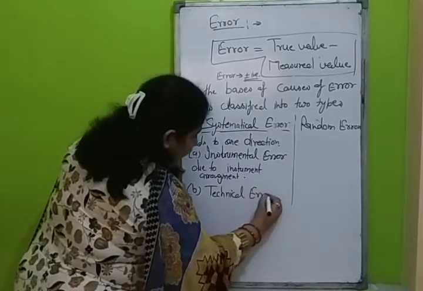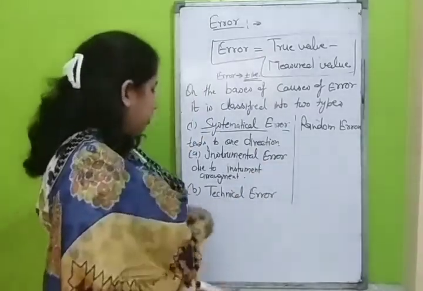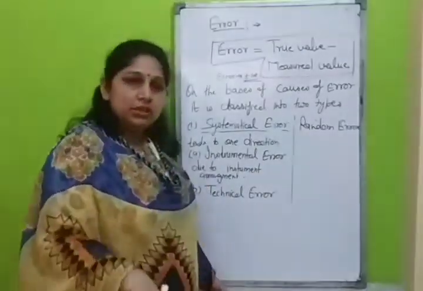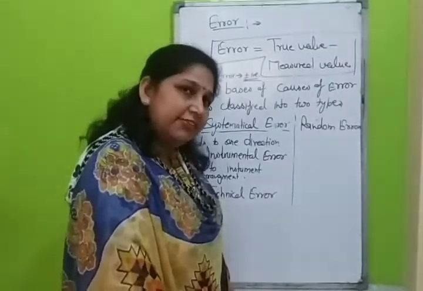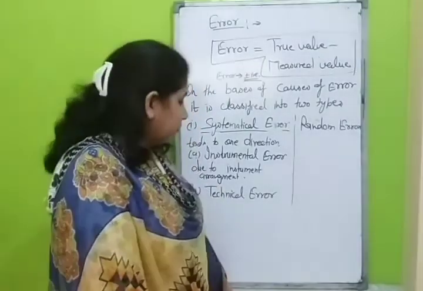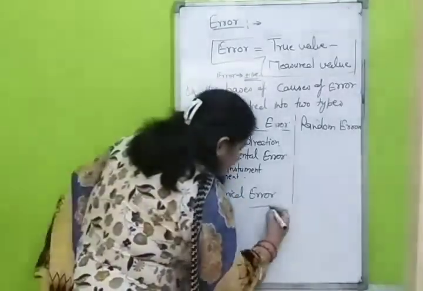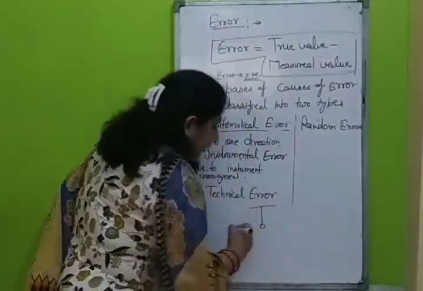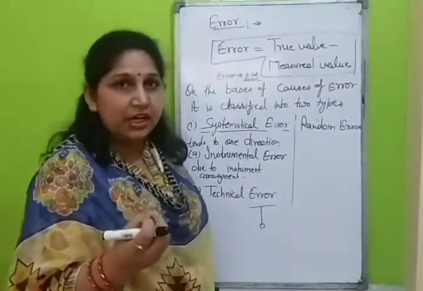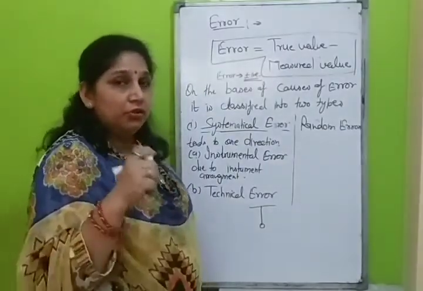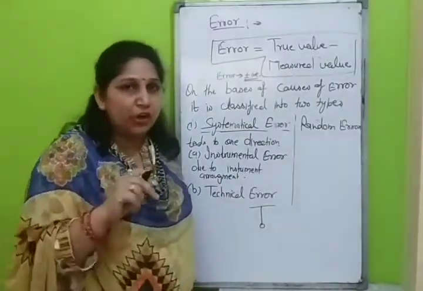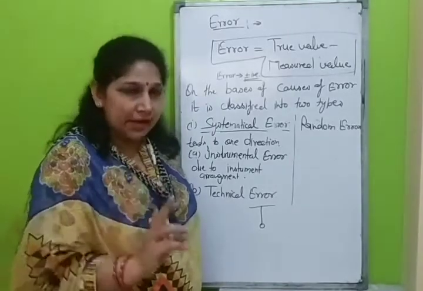Second, B, technical error. What is the technical error? When we take any observation and we have a formula to use which is derived by considering some condition, and we don't follow these conditions in laboratory, definitely there will be some error.